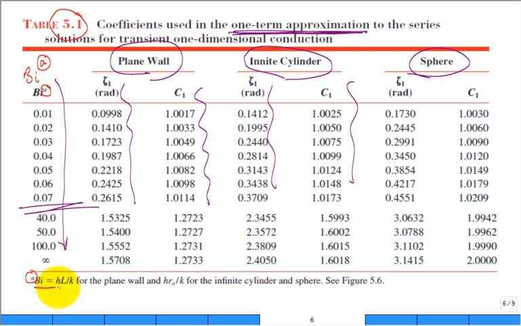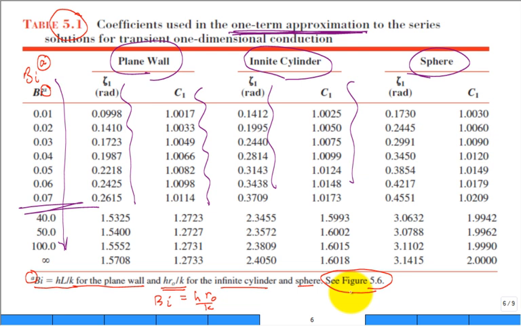The Biot number is hL over k for a plane wall. That looks familiar. Oops, right here, careful. It's also equal to h r naught over k. The Biot number is h r naught over k for the infinite cylinder and the sphere. Go see this figure. You can make an easy mistake here.